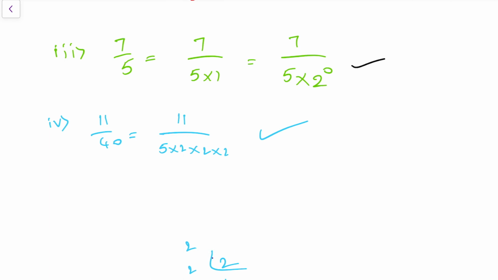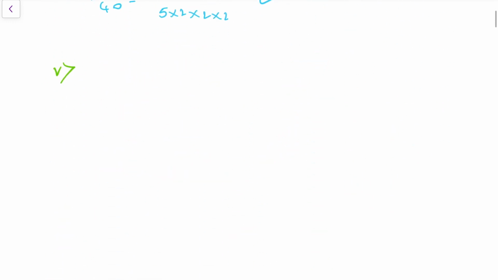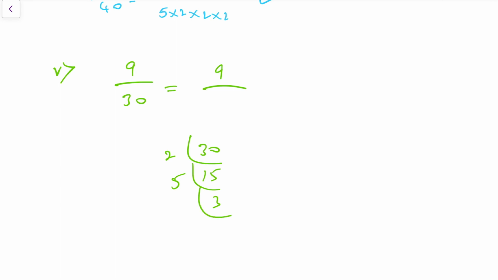Now moving to question number 5. The question number 5 says 9 by 30. I am writing 9 as it is. Let us do the prime factorization of 30, because 30 is not a prime number. 2 15s are 30, 5 3s are 15, 3 1s are 3. So that is 2 into 5 into 3.